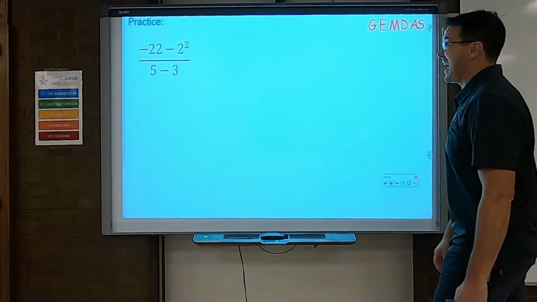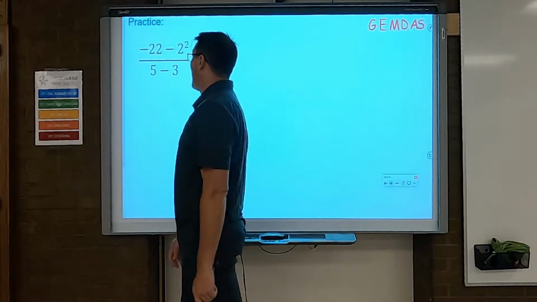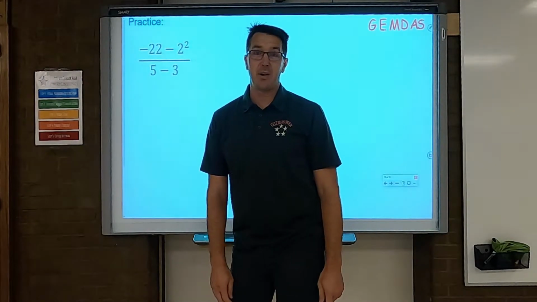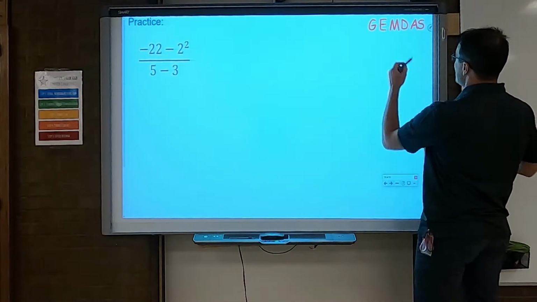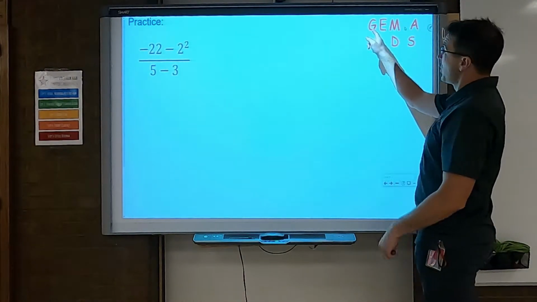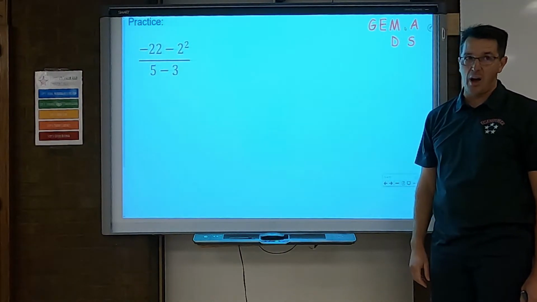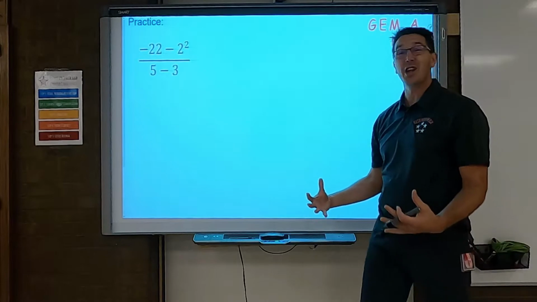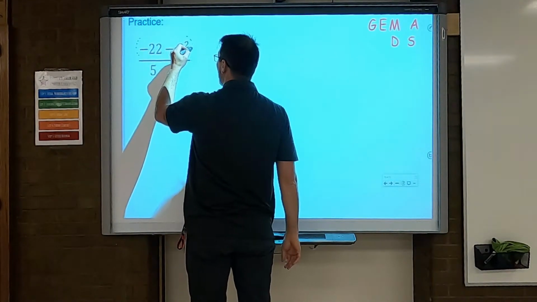Okay, so we have negative 22 minus 2 squared, divided by 5 minus 3. And so some people would say, okay, well, this is GEMDOS, and grouping symbols are first, but there are no parentheses and there are no brackets, so duh, it's done. Well, actually, there are. They're actually invisible. They're kind of creepy. You can't see them, but they're here.